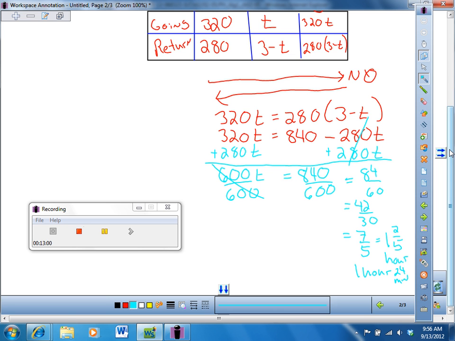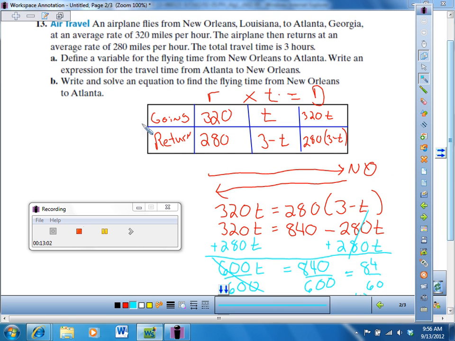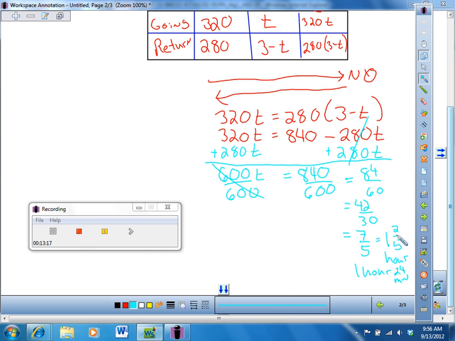And then it says, write and solve an equation to find the flying time from New Orleans to Atlanta. Did we do that? Did we answer the question? Yeah, okay. So if we had another question that said, how long did the return flight take? Could someone tell me that?